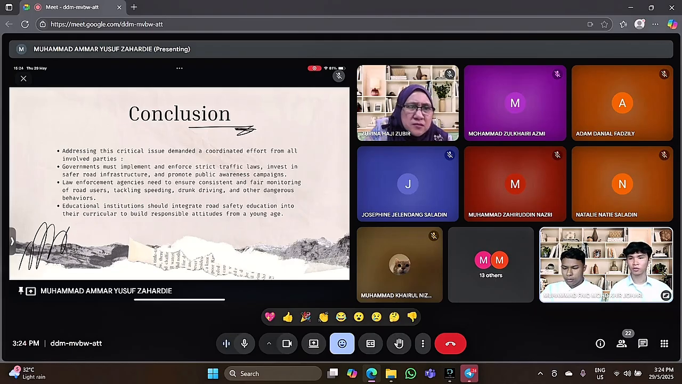The last one is that educational institutions should integrate road safety education into their curriculum to build a responsible attitude from a young age. This mainly refers to schools that may add an extra curriculum, such as how to become a more careful driver. It is essential for us to learn how to become safer drivers from a young age to prevent any future accidents that may happen.